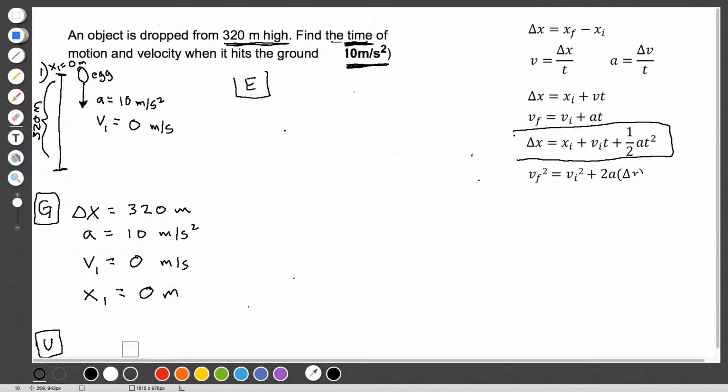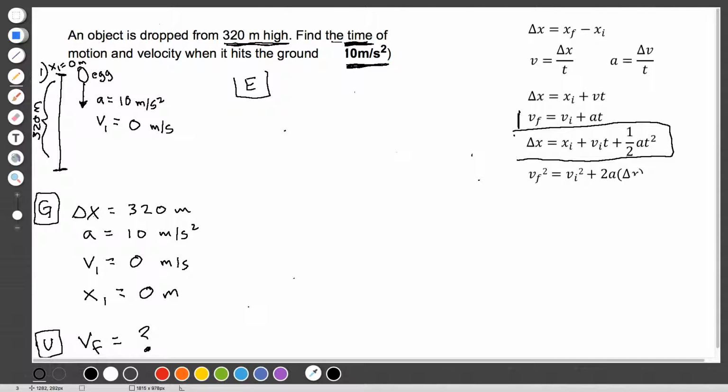Alright, so let's walk it back to u. And the second part of the problem is asking us to find the velocity when it hits the ground. So our unknown is final velocity. So we've got our givens, we've got our unknowns. The next step is to pick an equation. Pick an equation with final velocity.